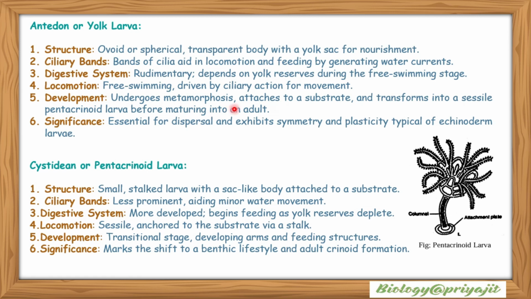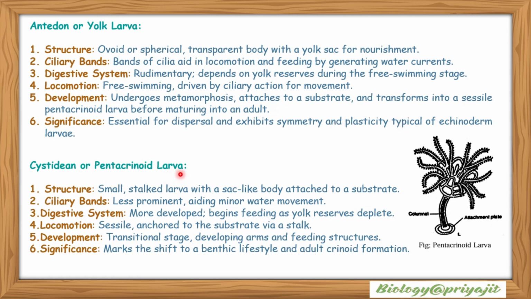Development: it undergoes metamorphosis, attaches to a substratum and transforms into a sessile pentacrinoid larva before maturing into an adult. Significance: it is essential for dispersal and exhibits symmetry and plasticity typical of echinoderm larvae.